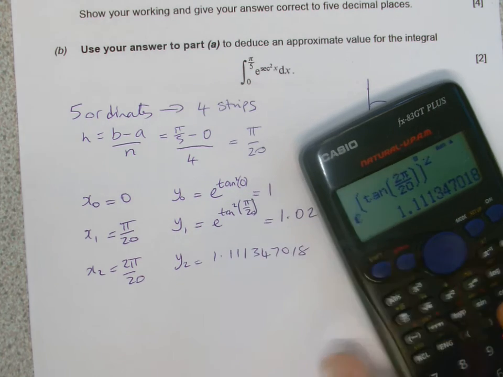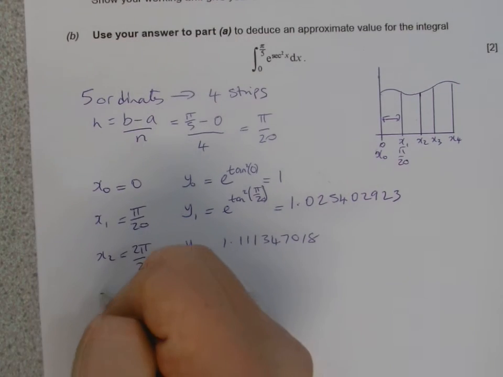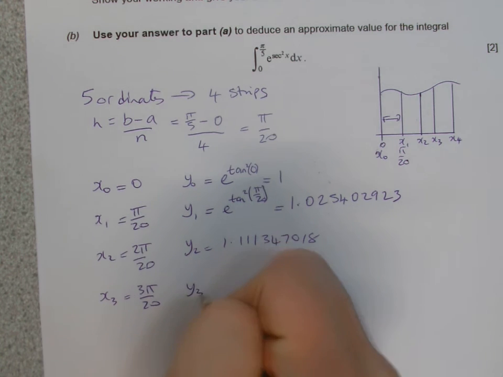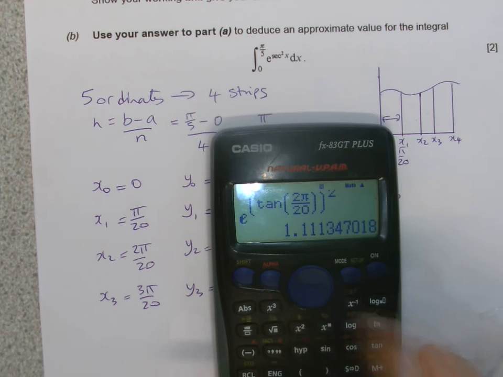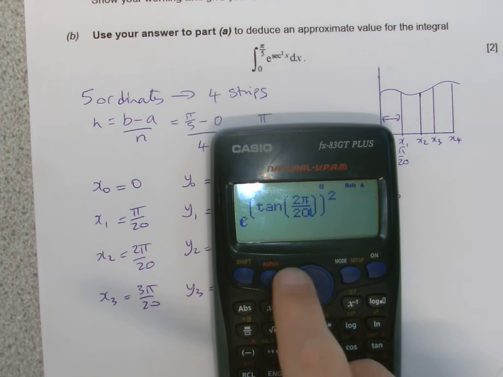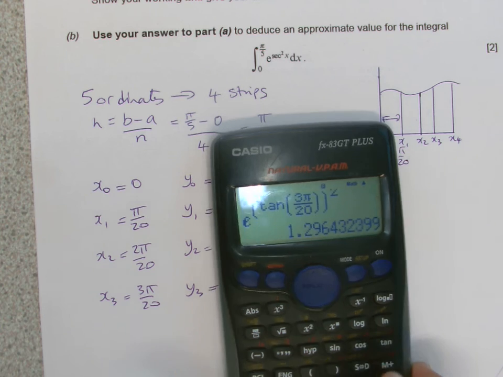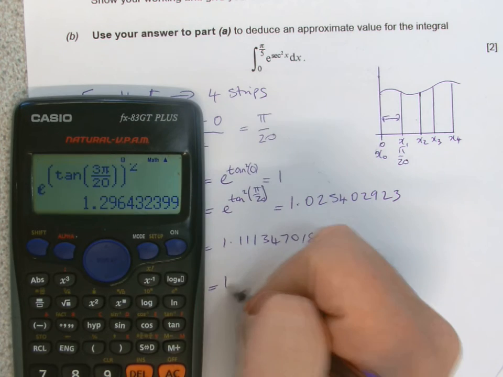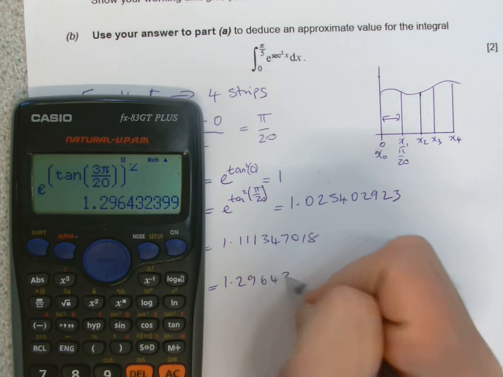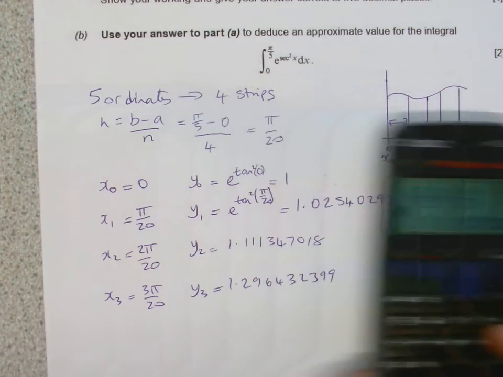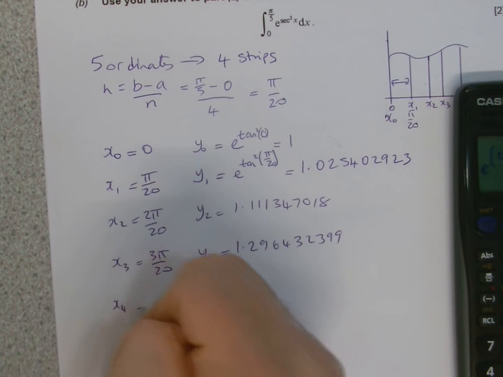Okay, so then I'm going to go for my x3, which is another pi over 20 along. So now I've got 3 pi over 20. So that will be y3, and I'm going to put that in here. So change this now, go back, change that to 3, and I've got 1.29643239. Okay, and then I'm going to do my x4, which will be my last one.